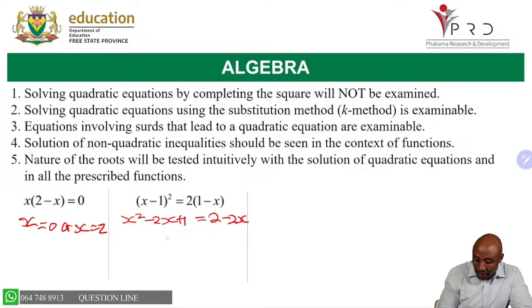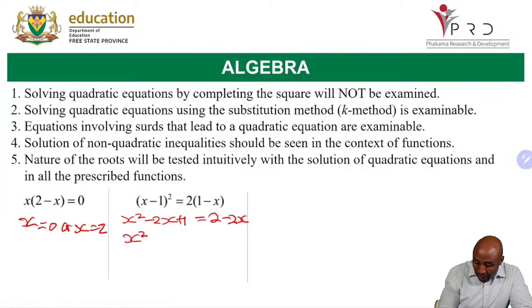Then you write this in standard form. It becomes x squared minus 2x. When it comes to this side, it becomes a positive 2x. So it means this will give us 0. And then we have 1 minus 2. We get x squared minus 1 equal to 0.